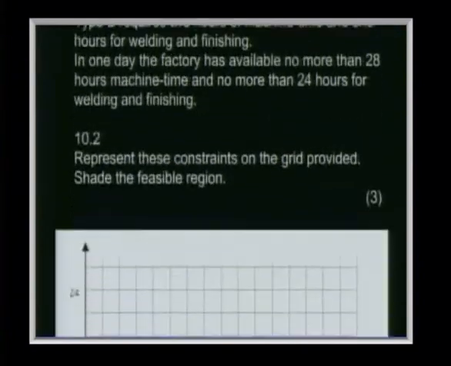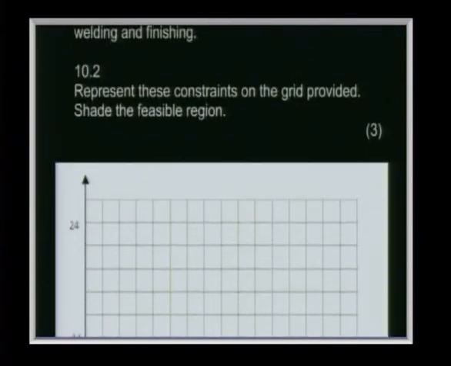10.2. 10.2 asks us to represent these constraints on the grid provided and shade the feasible region. So if we have a look at them, the first one was, let me change my color ink, was 3x plus y must be less than or equal to 24.